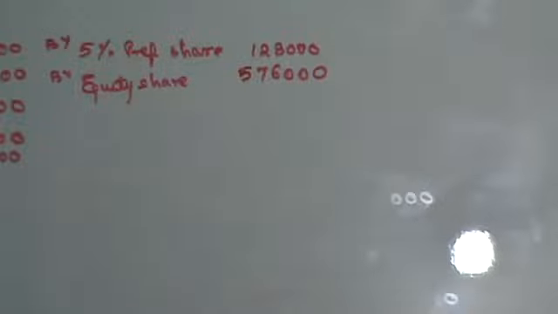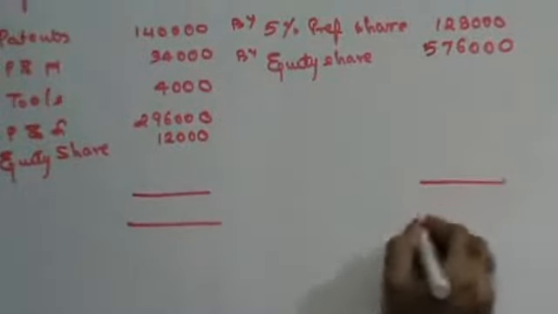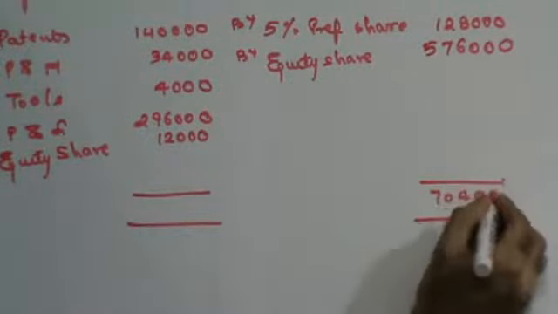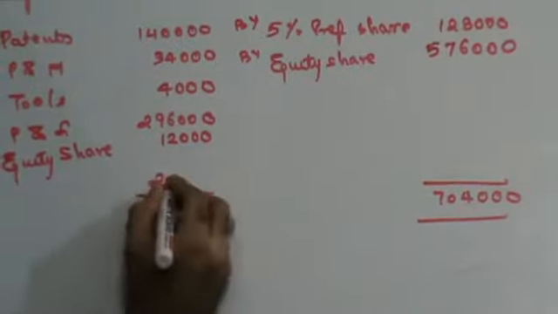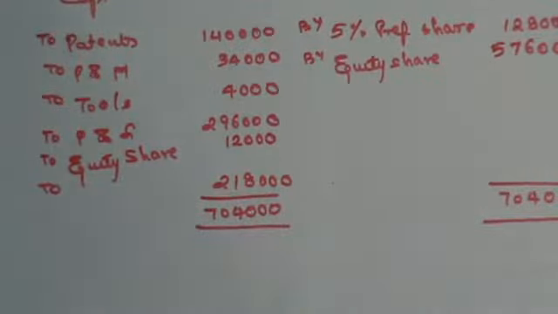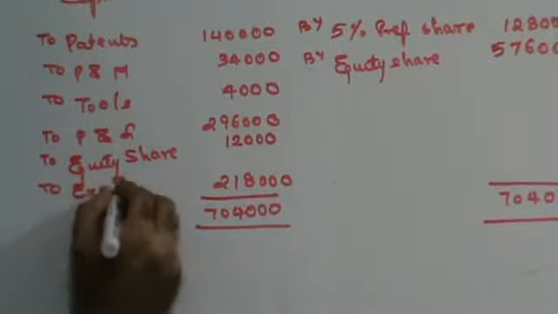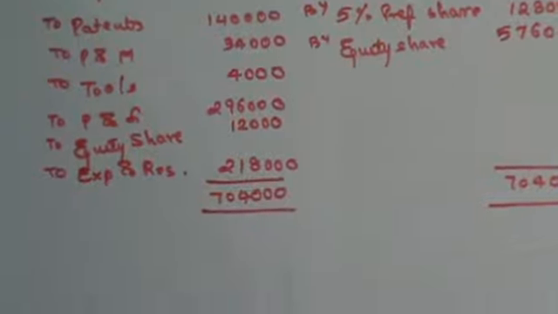Right. Let's tally this account, guys. The credit side is 7,04,000. 7,04,000. The difference is 2,18,000. You said that the difference is to be utilized to write off experiment and research. So this will be to experiment and research. This is your balancing figure. You've already left space for one journal entry, so you make the journal entry for that. Remember, here you have to always make sure that you leave space for one journal entry.